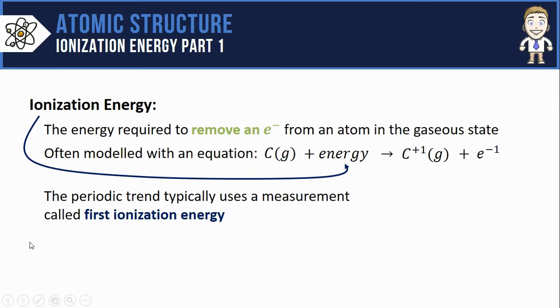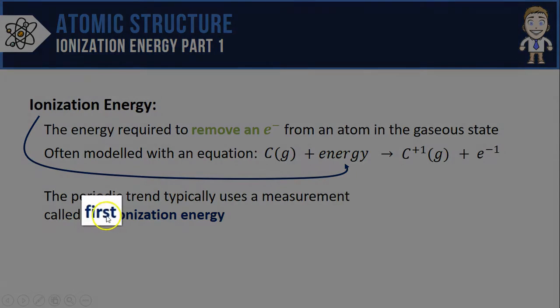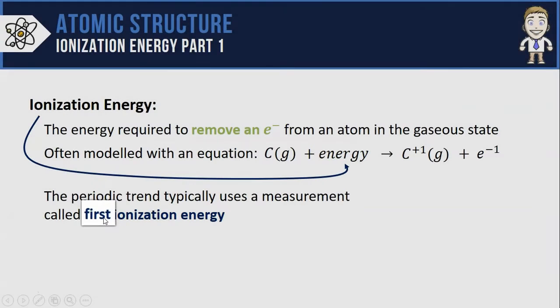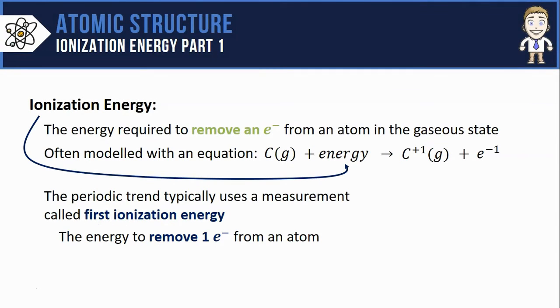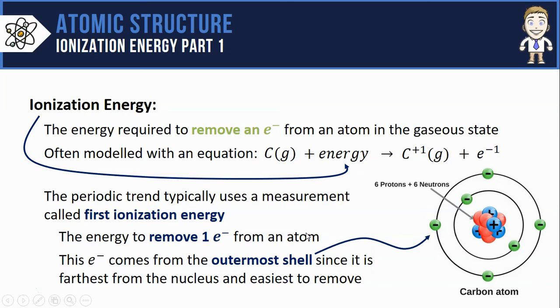So when you're looking at the trend in ionization energy, you'll notice that typically we use a term called first ionization energy. What's meant by the word first ionization energy is simply the energy to remove one single electron from an atom. And that one single electron, if it's the first one to be removed, is going to be coming from the outermost shell, like we showed with the removal of the electron from our carbon atom. It's going to come from that outermost shell because that's the electron that's farthest away from the nucleus and easiest to remove. Therefore, it comes off first.